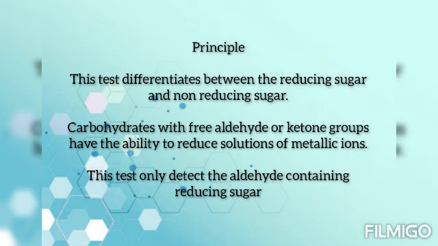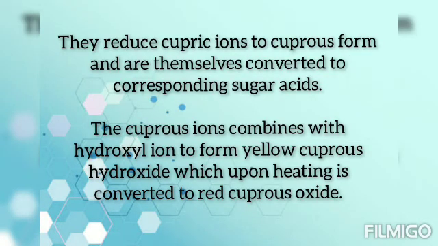Principle: this test differentiates between the reducing sugar and non-reducing sugar. The carbohydrates with free aldehyde or ketone group have the ability to reduce solutions of metallic ions. This test only detects the aldehyde containing reducing sugar. They reduce cupric ion to cuprous form and are themselves converted to corresponding sugar acids. The cuprous ion combines with hydroxyl ion to form yellow cuprous hydroxide, which upon heating is converted to red cuprous oxide.